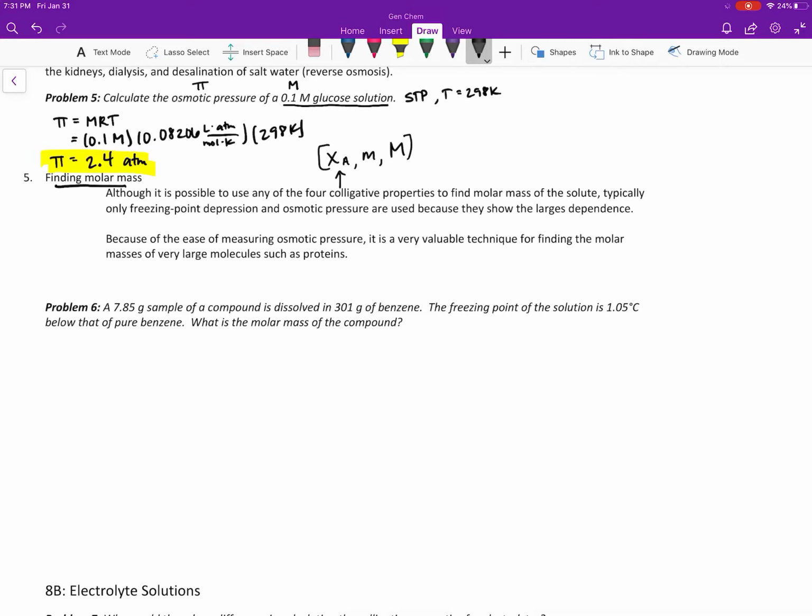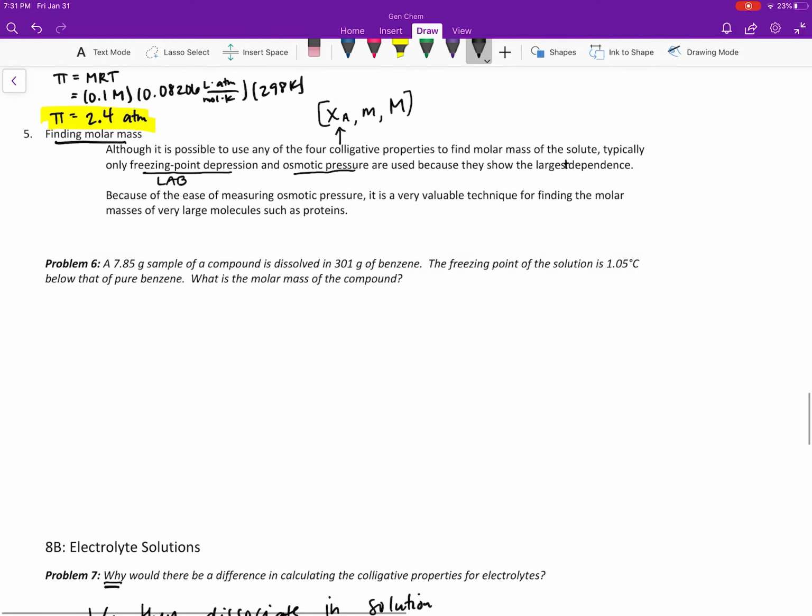Okay? So typically, though, you'll see only freezing point depression and osmotic pressure used because they show the largest dependence, which is what we did in lab this last week. And osmotic pressure is another option that could be used. So this problem is a great example, and it should help you with doing the lab. We're going to do it step by step.